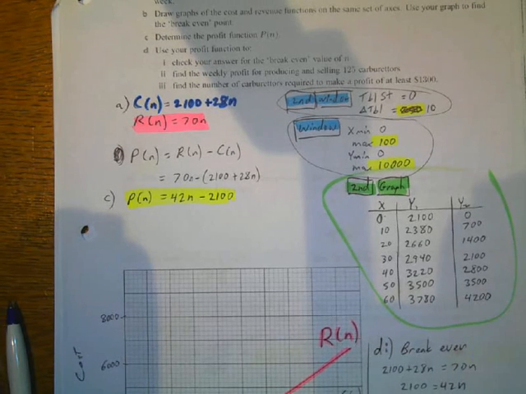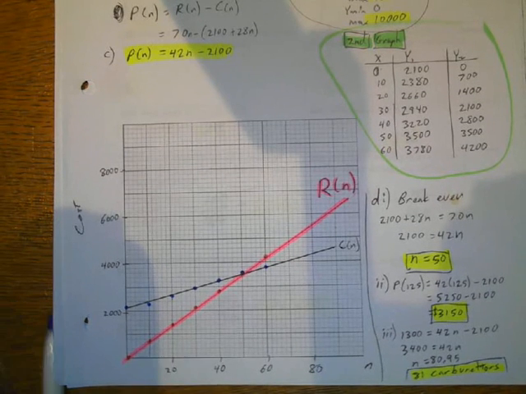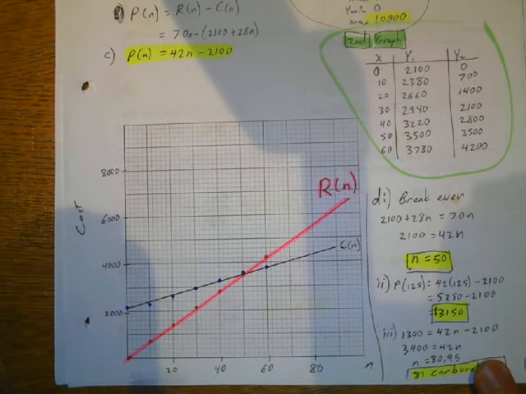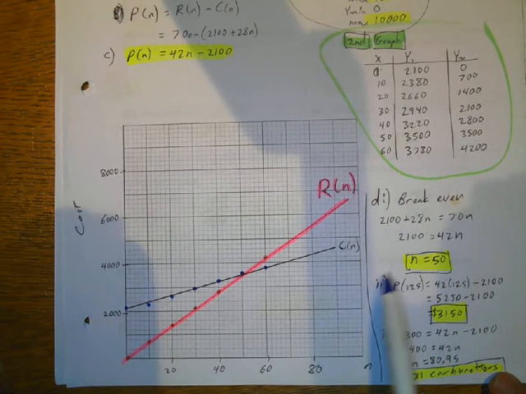Okay. So I made my scale here for n 10, so 10, 20, 30, 40, 50, 60. And I made the scale here by 1,000. So 1,000, 2,000, 3,000, 4,000, 5,000, 6,000, and so on. The break-even point is when I make the two functions equal to each other and solve for n.